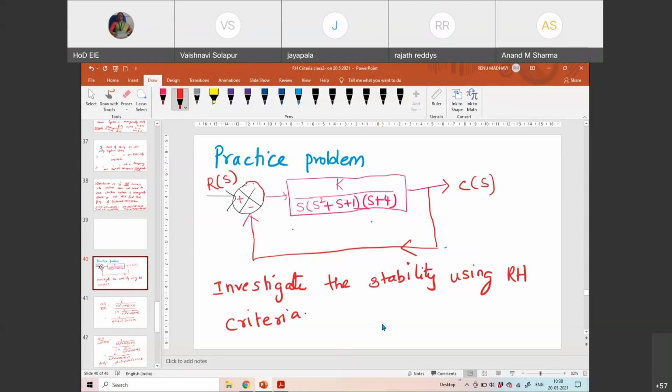Ma'am, equating the transfer function denominator to 0, we will get the characteristic equation.